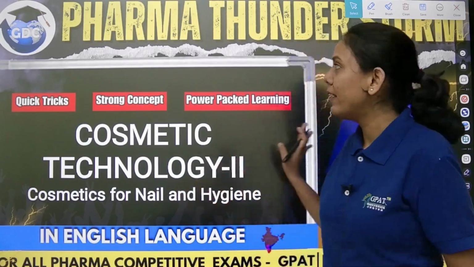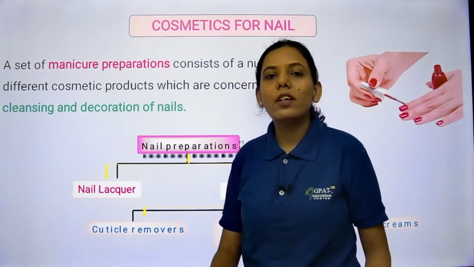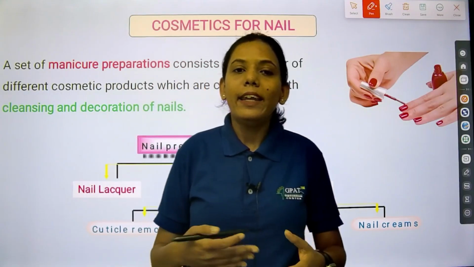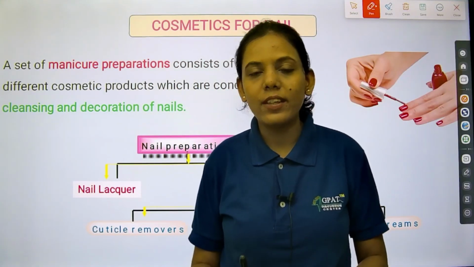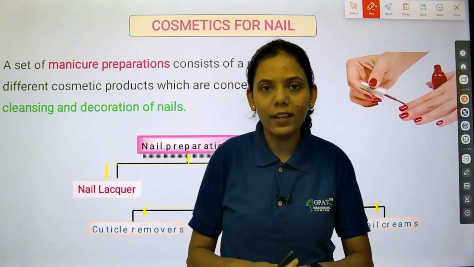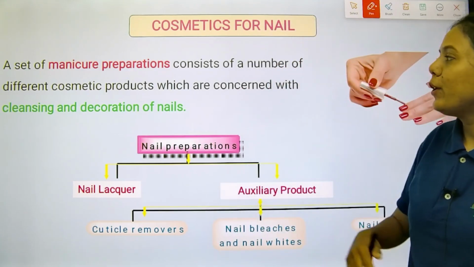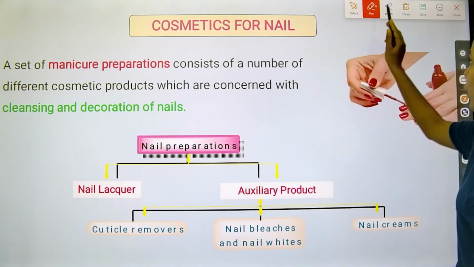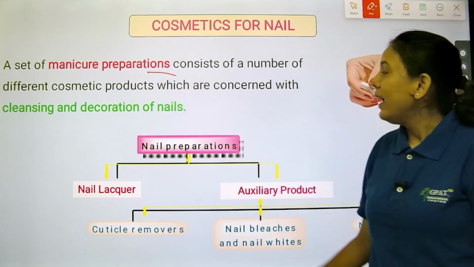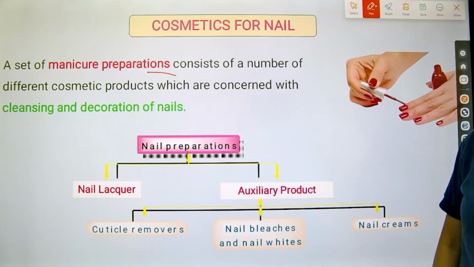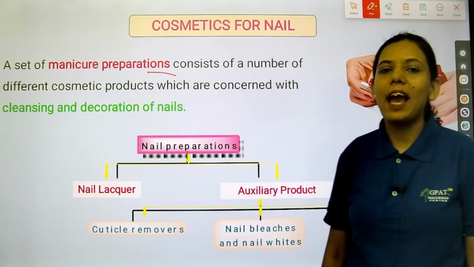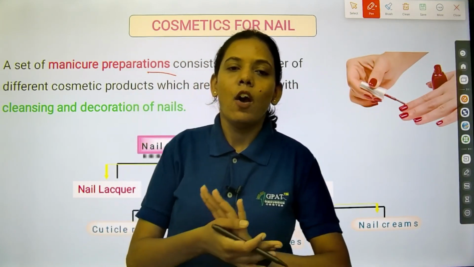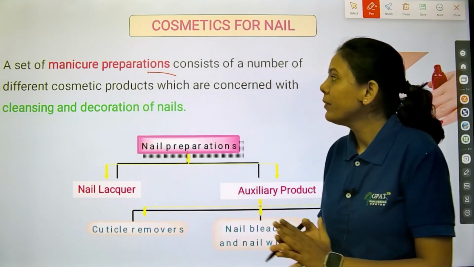So let's get started. When it comes to nail and hygiene products, in the nails we have nail paints or nail lacquers, then we have nail removers and cuticle removers. So a set of manicure preparation. The nail preparations are also known as manicure preparations. It consists of a number of different cosmetic products which are concerned with cleansing and decoration of the nails. So cleaning of the nails and removal of the cuticles, all these products come under manicure preparation.